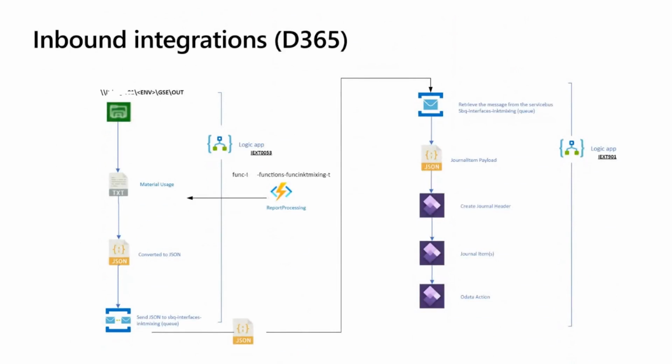On the flip side, the inbound integration, particularly for the production orders, goes to the on-prem network, as I explained earlier, and from the on-prem network back to Azure, the inbound also uses the on-premises data gateway and the file adapter. That's a text file. The text file gets processed into a JSON payload that's pushed towards a queue, which subsequently picks it up and starts interacting with Dynamics by creating a journal header, journal items, and a data action to confirm, or basically post, the transaction for the journal itself.